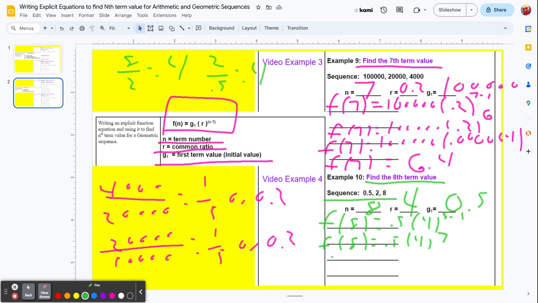All right, so we use the calculator. We go f of 8 equals 0.5 times 4 to the 7th power, which is 16,384. And then our final answer, f of 8, equals 0.5 times 16,384, which is 8,192.